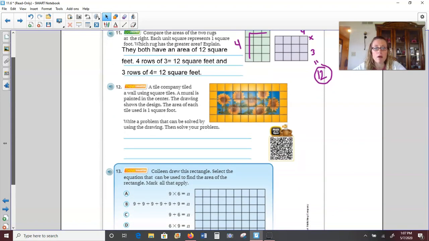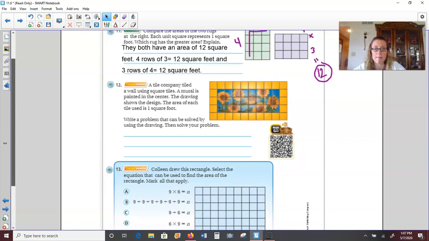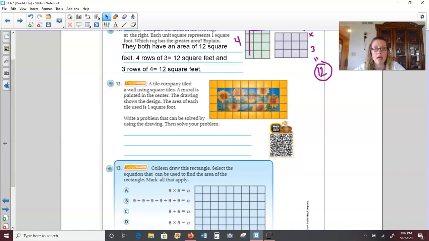For number 12, we have a think smarter problem. It says a tile company tiled a wall using square tiles.